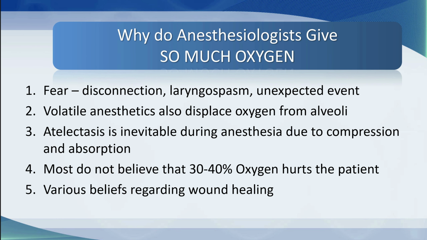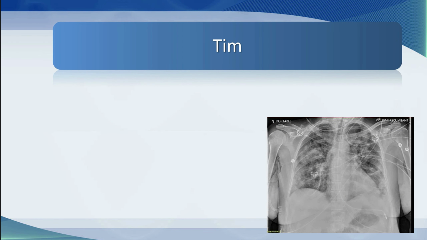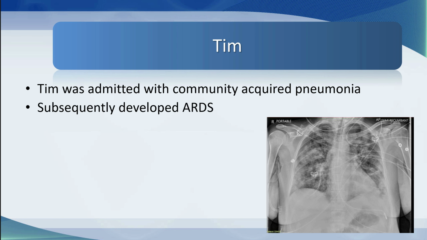So let's move on and look at another scenario that's quite common. You're in the ICU, and in the ICU is Tim, who was admitted with community-acquired pneumonia. He subsequently developed ARDS. Now, when somebody says this patient has ARDS, the first question that one usually asks is how hypoxic the patient is. How do we quantify hypoxemia in ARDS?